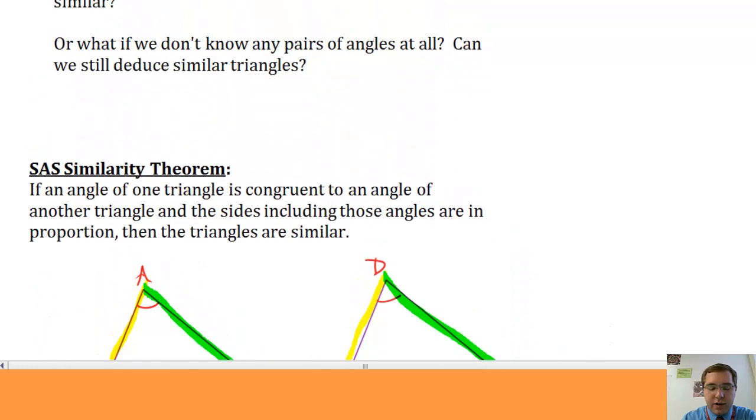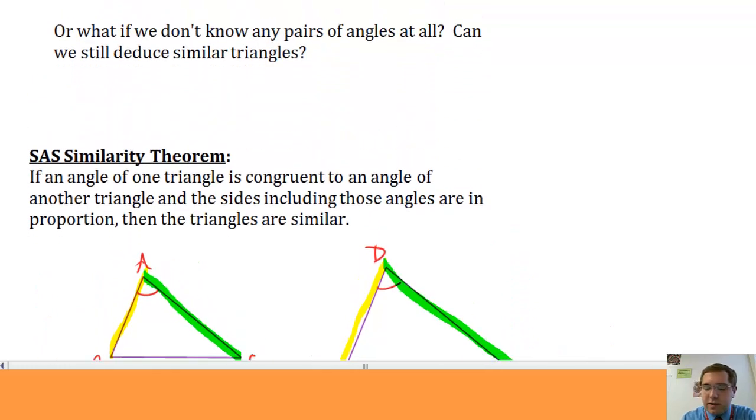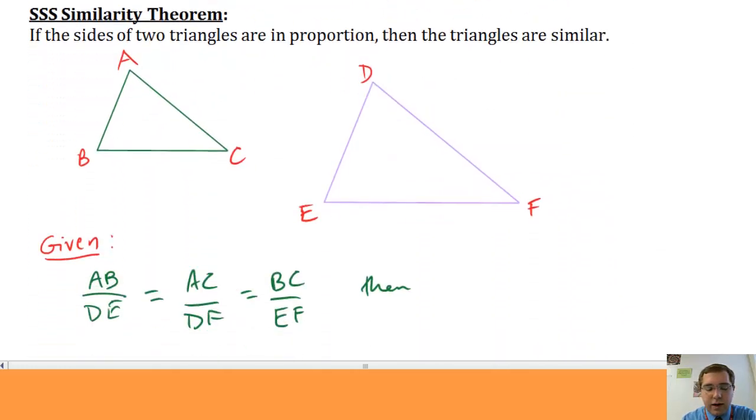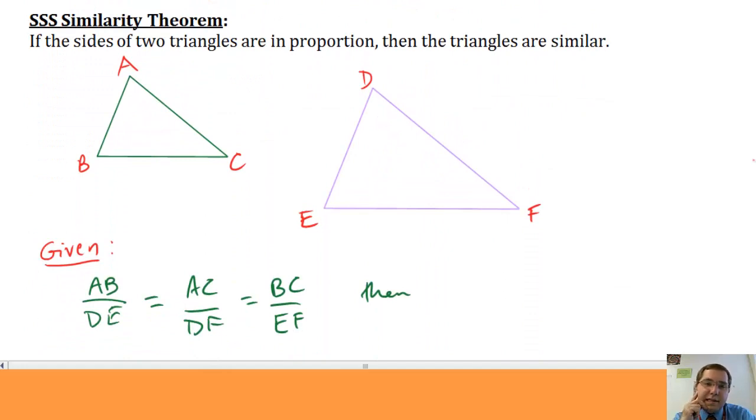Okay, now my second question. What if we don't know any pairs of angles at all? Can we still deduce similar triangles? Turns out we can, under the side-side-side similarity theorem. If the sides of 2 triangles are in proportion, then the triangles are similar. So if all 3 pairs of sides have the same ratio, then the 2 triangles are similar.